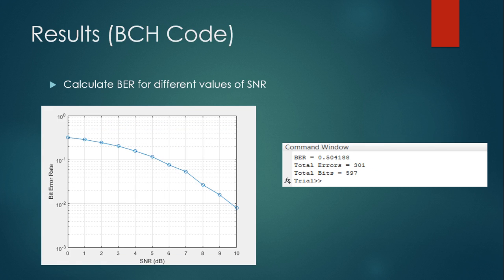So this is the result section for the BCH code. I have calculated the bit error rate for different values of signal to noise ratio. Similarly, I have varied the values of signal to noise ratio, and I have calculated the bit error rate for each of these values, and therefore I was able to plot this in the MATLAB script. And on the right side, you can see the BCH code encoder and decoder. The BER value came out to be this one for a particular signal to noise ratio.